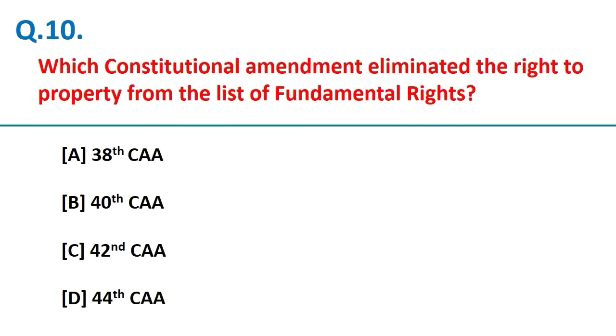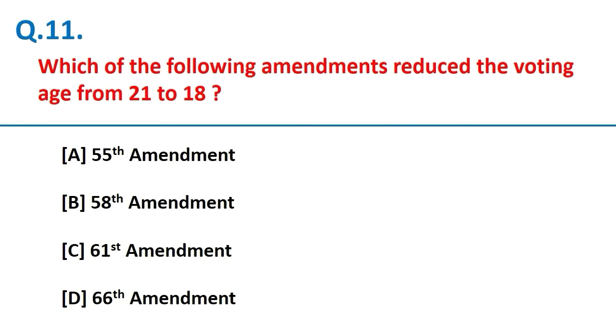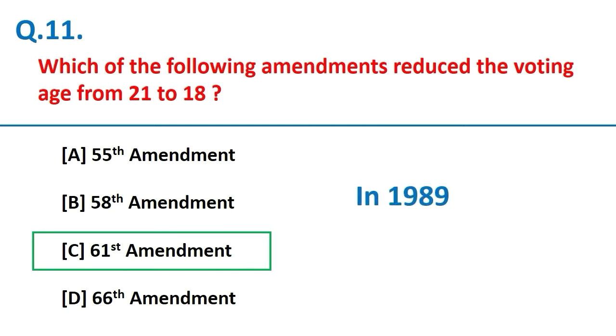Which constitutional amendment eliminated the right to property from the list of fundamental rights? 44th Amendment Act. By this act, right to property was inserted as a legal right in Article 300A of the Constitution. Which of the following amendments reduced the voting age from 21 to 18? 61st Amendment. And friends, it was brought in 1989.